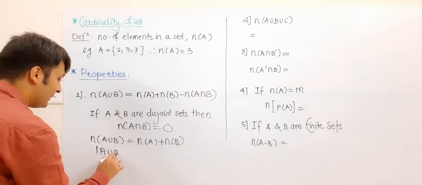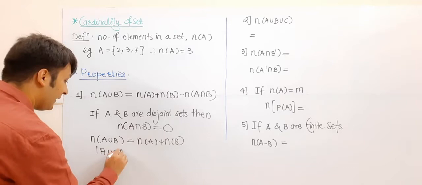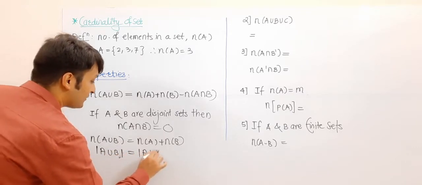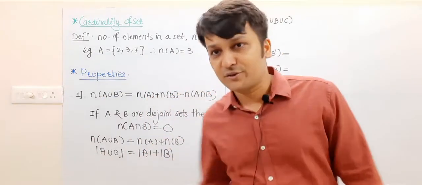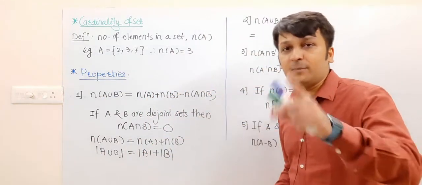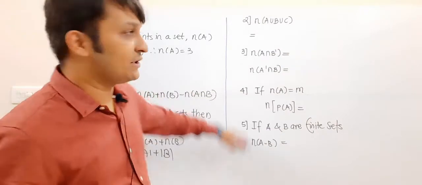You can denote this in this way also: mod of A union B is equal to mod A plus mod B instead of n. Remember, you can denote it like this also. This is the first theorem you need to remember. Correct? Second theorem is this one.